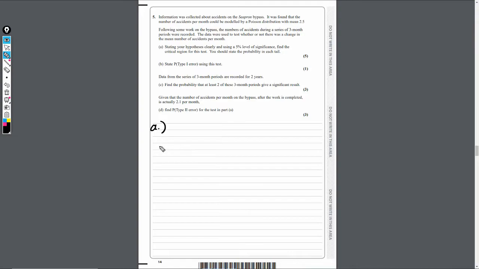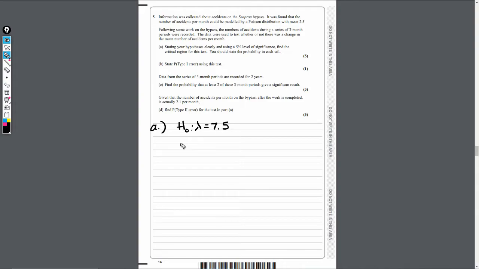First off, let's write down the hypotheses. So H0. This 2.5 is for a 1-month period. If we want it for a 3-month period, all we've got to do is scale that up, so we times it by 3. 2.5 times 3 is 7.5, so our lambda is going to be equal to 7.5. Let me just undo this, because I need to put my lambda in.